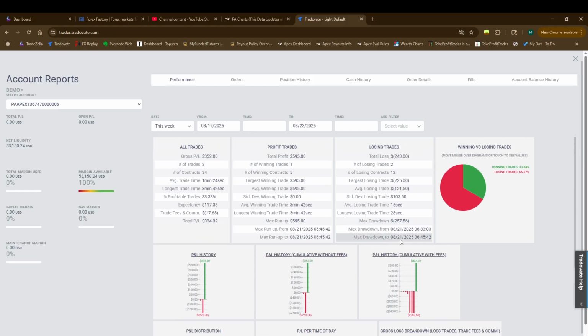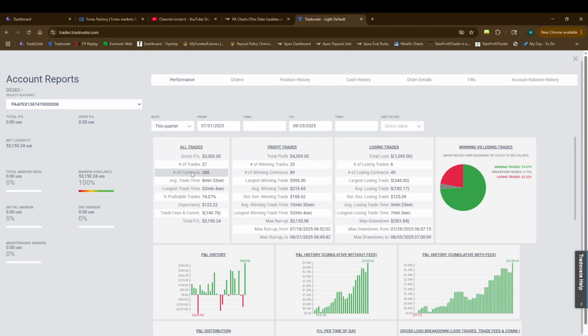I see this is just for this week, but if you were to see my overall stats here, we can just do it real quick. So we'll do this quarter. As you can see, my average losing trade time is about 3 minutes and 23 seconds, and my longest one was about 7 minutes. So anywhere from about 3 to 7 minutes, you know what I mean?